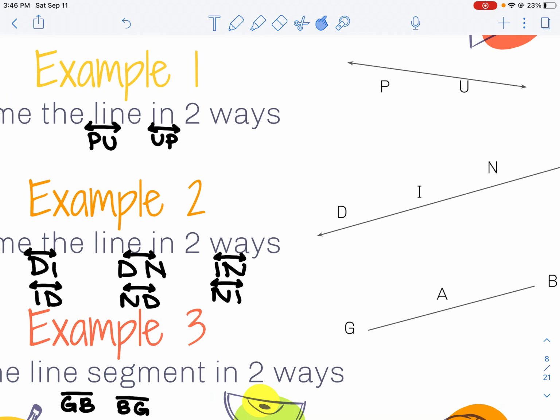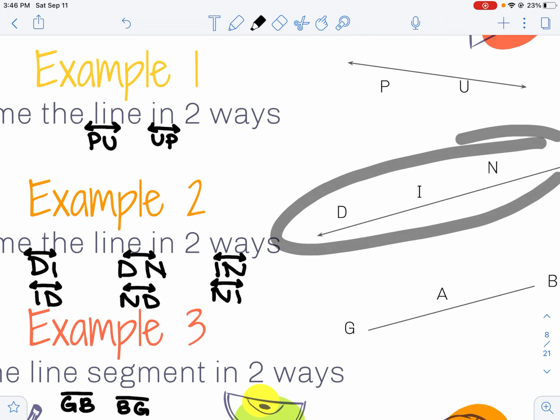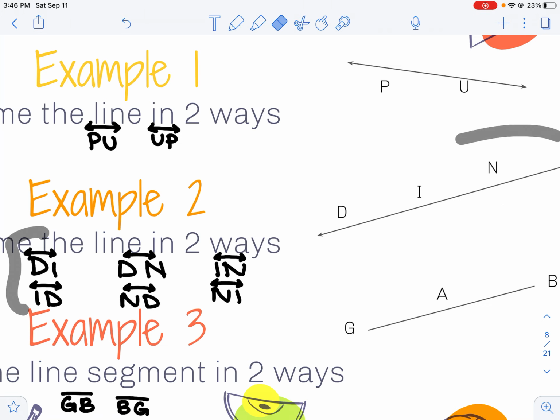On example 2, looking at this line, I have 3 letters. I can pick any 2. I don't get to pick 3, but because I can pick any 2 I want and put them in whatever order I want, these are my 6 options for naming it.